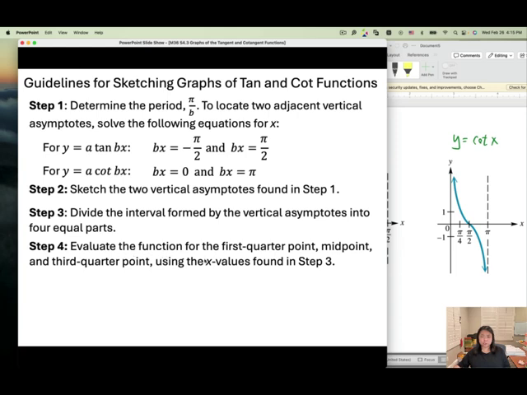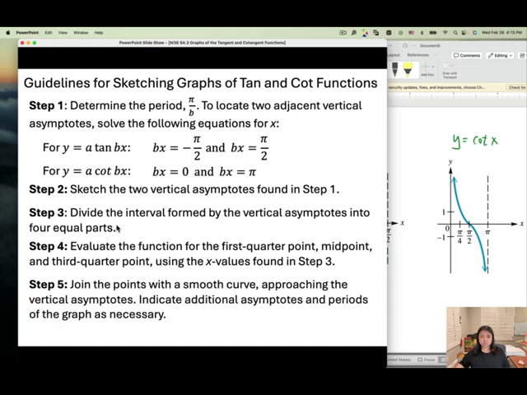Okay, you evaluate the function for the first quarter point, midpoint, and the third quarter point using the x values found in step 3. And then join the points with a smooth curve approaching the vertical asymptote, and indicate additional asymptotes and periods of the graph as necessary. So it depends on if the question requires you to graph 1 period or 2 periods.